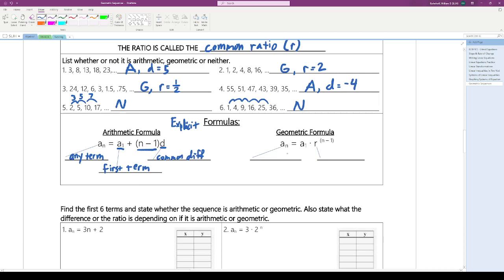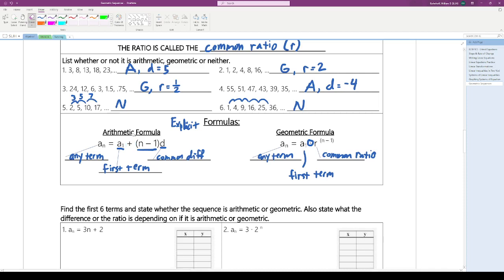Our explicit formula for a geometric sequence is almost identical. If we want to find any term, we take the first term and multiply by, so remember, common difference here, we're adding. Common ratio here, we're multiplying by our common ratio raised to the power of the number of steps we want to take forward. So if we wanted to go from term 1 to term 20, we're taking 19 steps forward, so there would be a 19 right here. 20 minus 1 would give us 19.